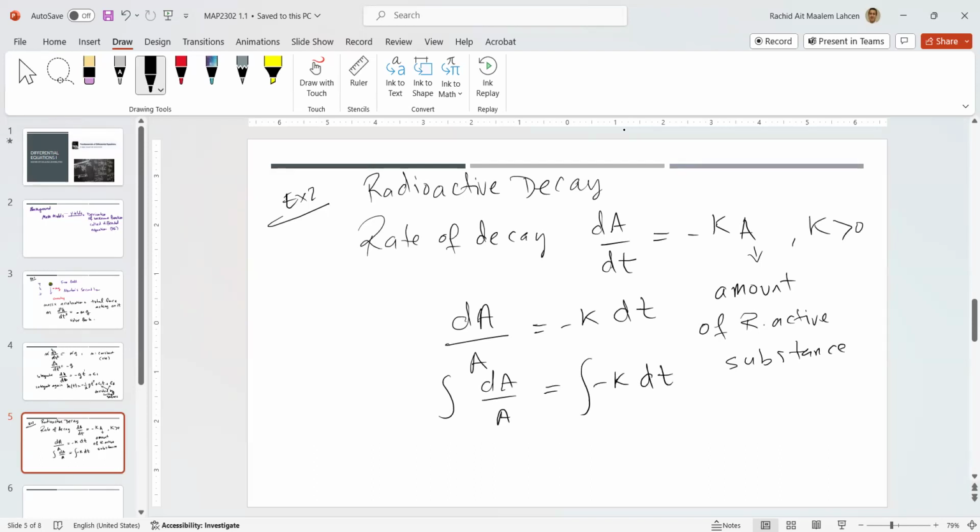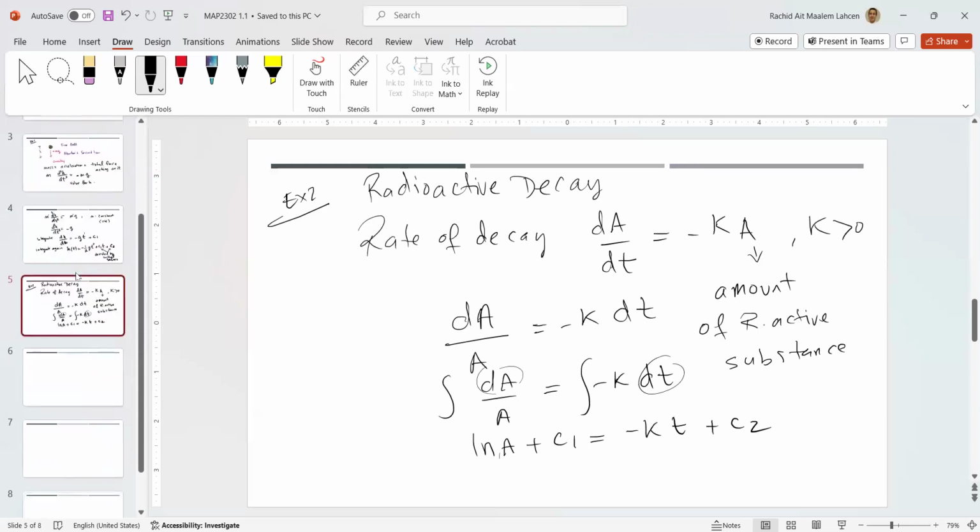this has the a and this has the t. So we have here 1 over a. Remember, the antiderivative of 1 over a is a natural log. Of course, the amount is positive, so we don't need the absolute value. We usually use the absolute value if we're not sure. So natural log of a plus the constant of integration, and here minus kt plus some constant of integration as well.